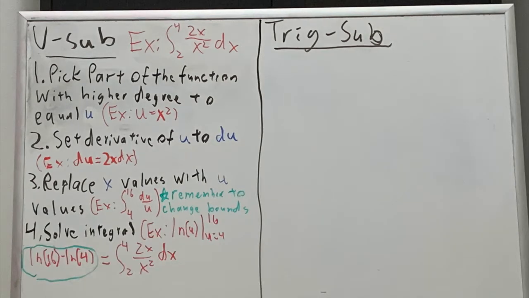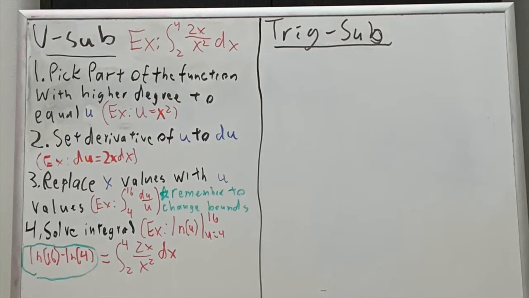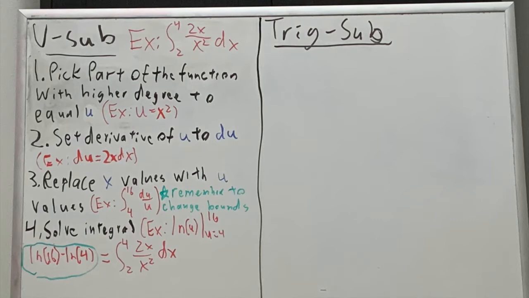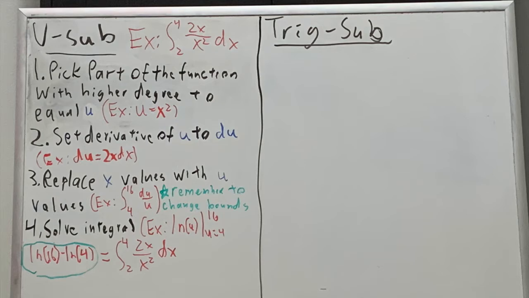The last step for U substitution will be to solve for the integral. So for this example, your integral, when you solve it, becomes natural log of U with U from 4 to 16, and your answer will be natural log of 16 minus natural log of 4.